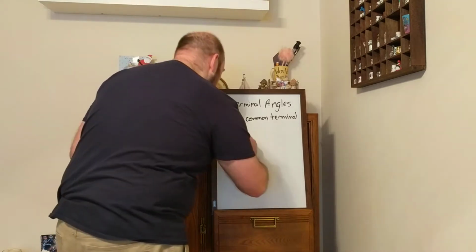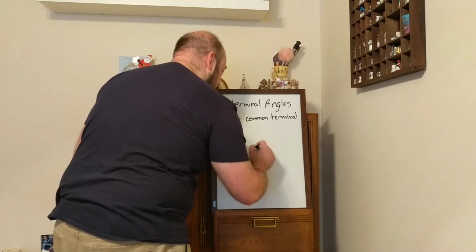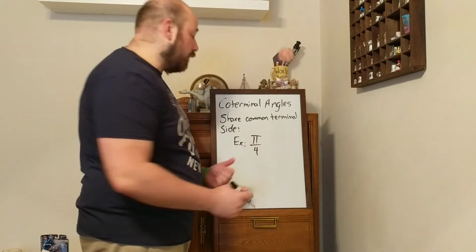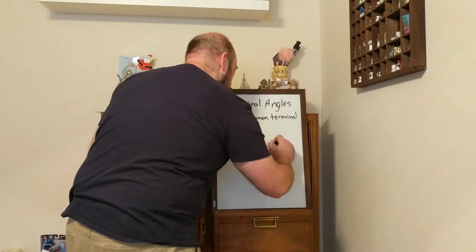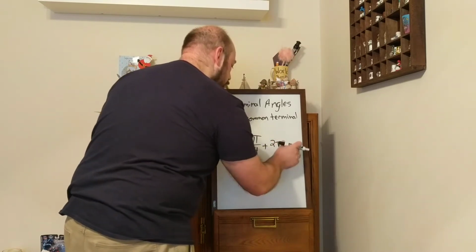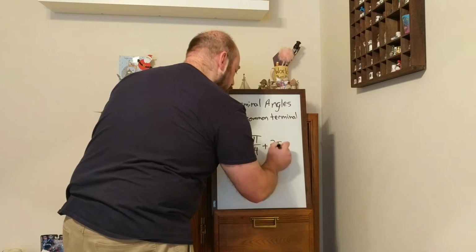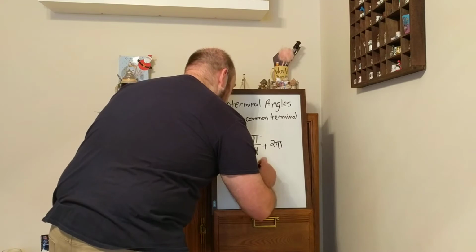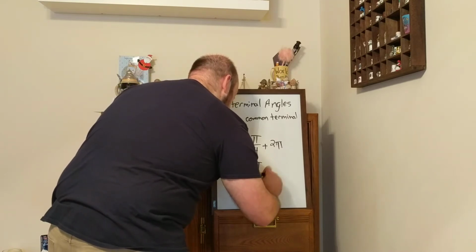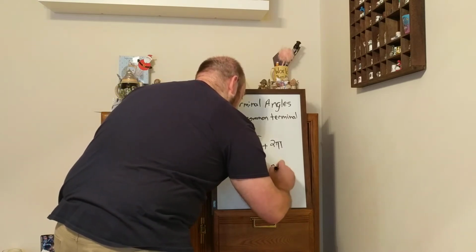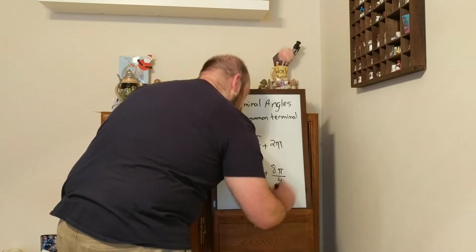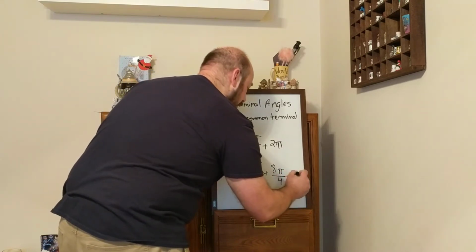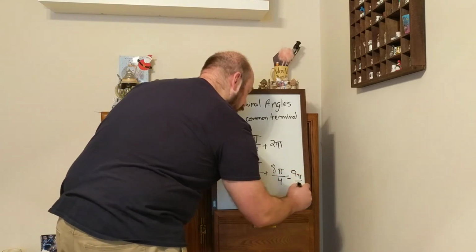For example, if we have pi over 4 and we want a coterminal angle, I would simply add 2 pi. When I add the 2 pi, again I need to find a common denominator, which would give me pi over 4 plus 8 pi over 4. So this here is going to give me 9 pi over 4.